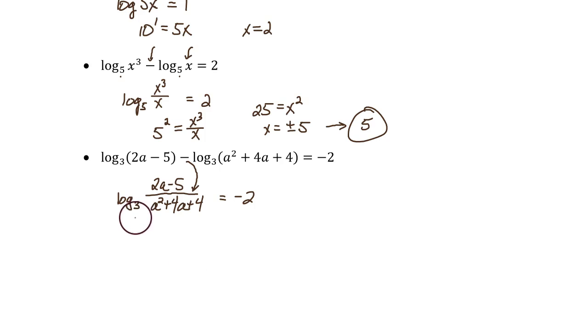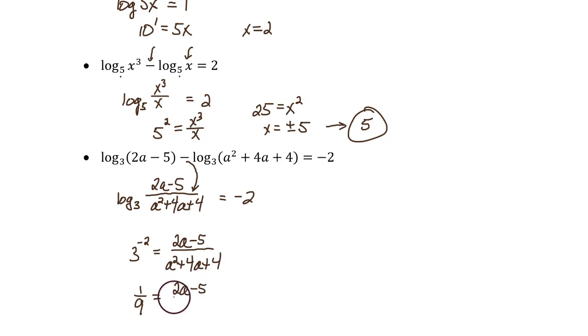Now let's write this logarithm expression in its corresponding exponential form. Take the base, raise it to the negative 2 power, and that's equal to the argument of the logarithm. So the 2a minus 5 over the a squared plus 4a plus 4. Three to the negative 2 power is 1/9. And that's equal to 2a minus 5 over a squared plus 4a plus 4.